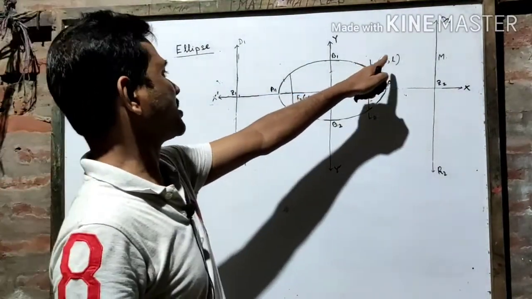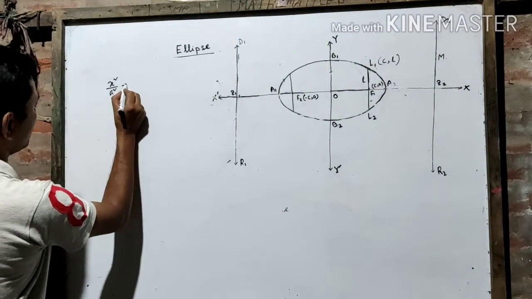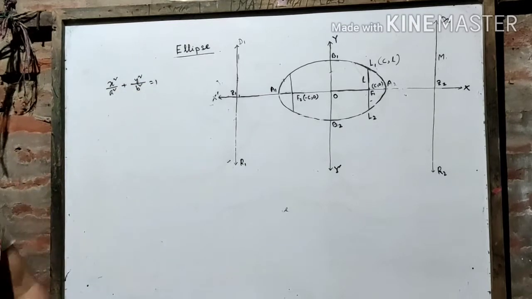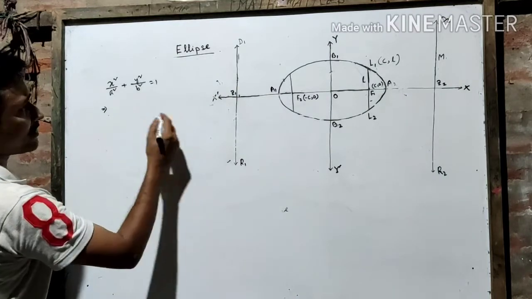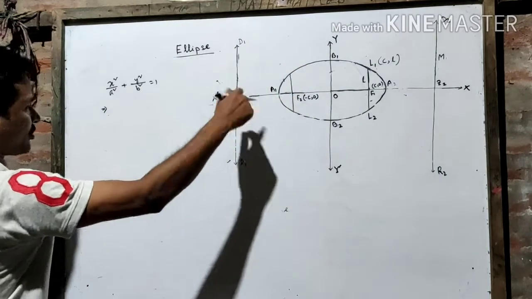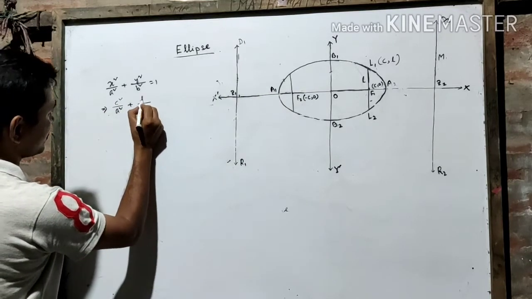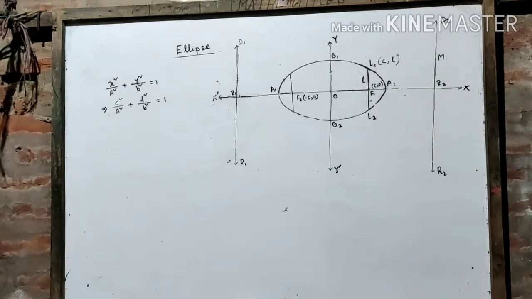Now L1 is a point lying on the ellipse x square by a square plus y square by b square is equal to 1. So this must satisfy the equation of the ellipse. This implies, since (c, l) lies on the ellipse, c square by a square plus l square by b square is equal to 1. Alright.